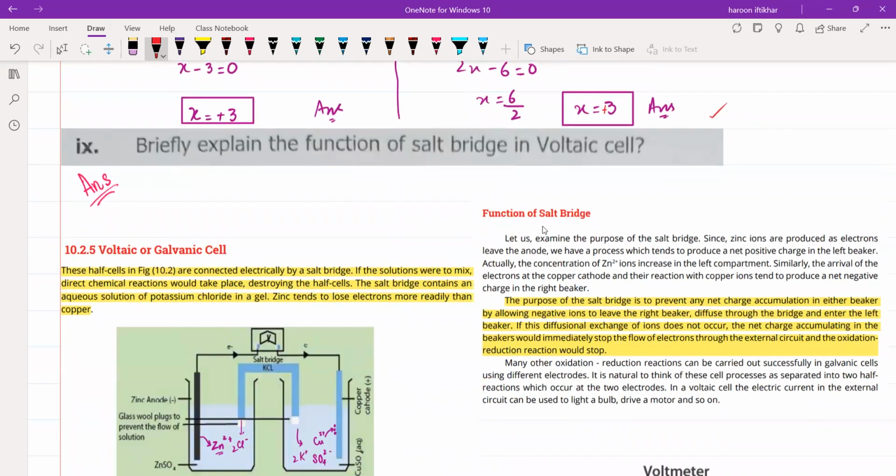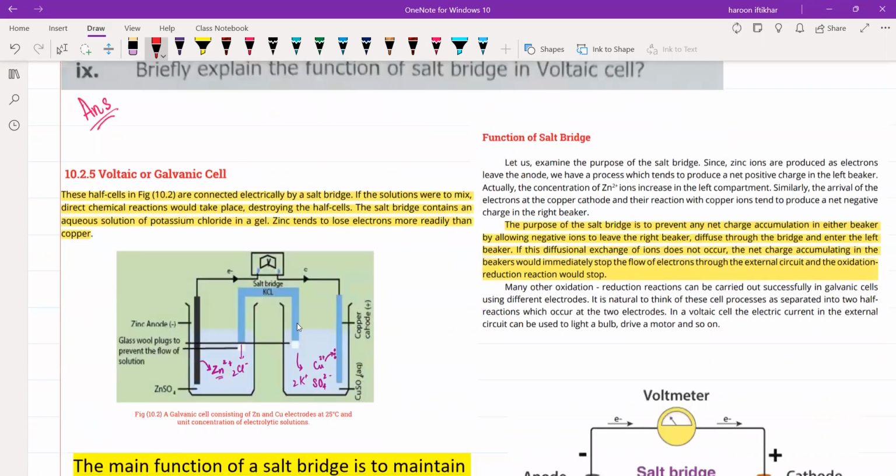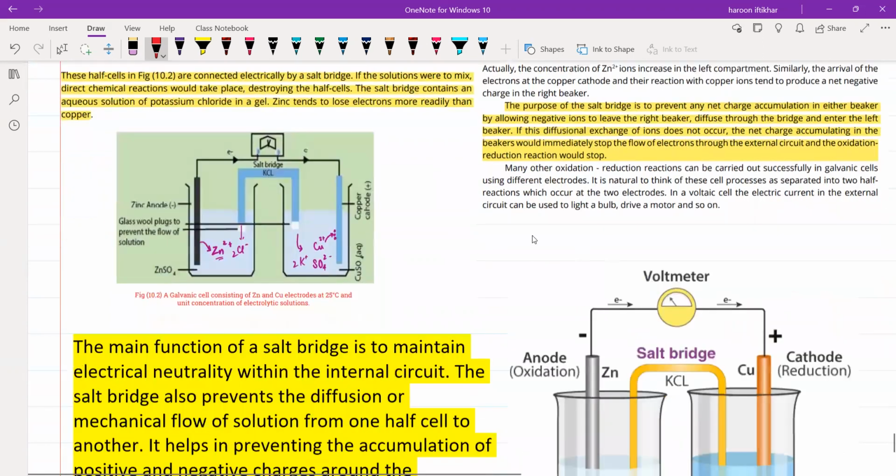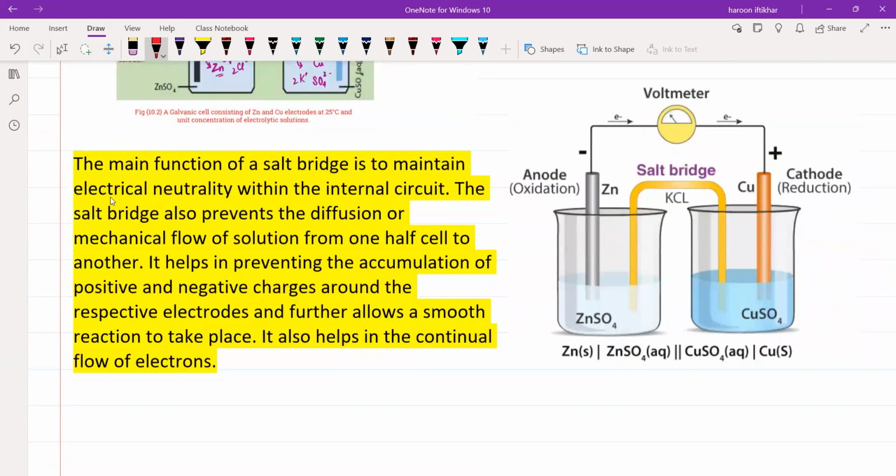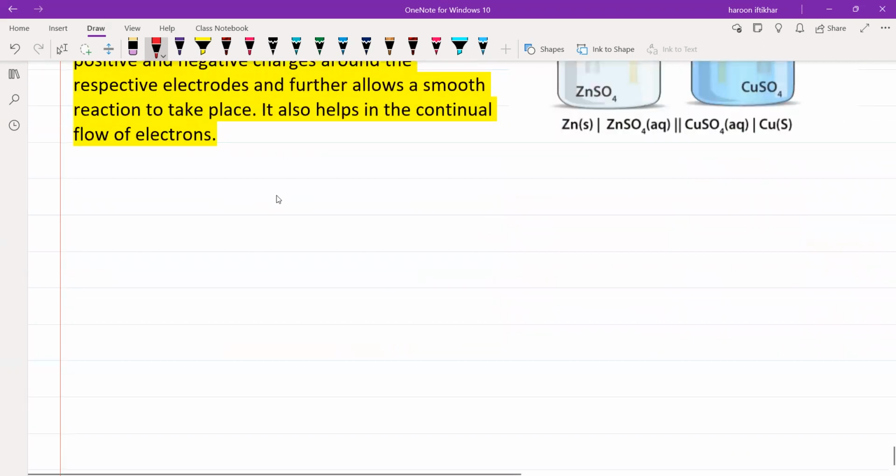Briefly explain the function of a salt bridge. Okay, this one is actually written in extra detail here. You don't need to write everything, and you are not supposed to make the diagram. But what you can do is write the function: the purpose of the salt bridge is to prevent any net charge accumulation in either beaker by allowing negative ions to leave the right side, diffuse through the bridge, and enter the left beaker. So when you read the whole function of the salt bridge, you will easily be able to find the answer. Okay, the main function of the salt bridge is to complete the circuit electrically. I have written these things as well.